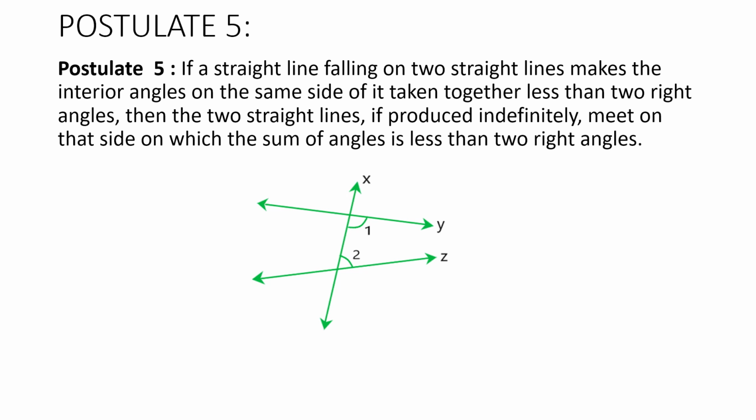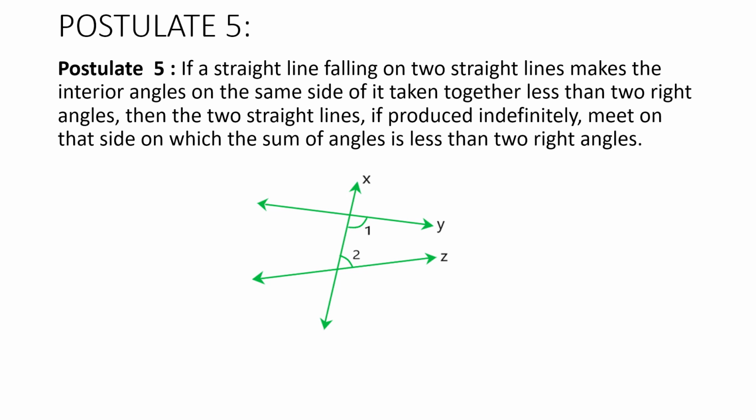Postulate 5 seems to be difficult, but it can be easily understood by the diagram. Postulate 5 says that if a straight line passing on two straight lines makes the interior angles on the same side of it taken together less than two right angles, then the two straight lines, if produced indefinitely, meet on that side on which the sum of the angles is less than two right angles.